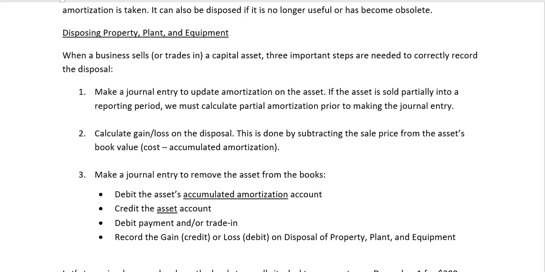Step 3, make a journal entry, remove the asset from the books. So we debit the asset accumulated amortization account. We credit the asset account. We take it off the books. So you take the asset off the book, you also take its accumulated amortization off the book. So it's no longer anywhere to be seen on your books. You debit the payment and or trade-in. So sometimes you get a new asset back, like a piece of equipment or vehicle. Sometimes you get cash. And finally, you record the gain or loss on disposal of PP&E. So that's what you're calculating in step 2.